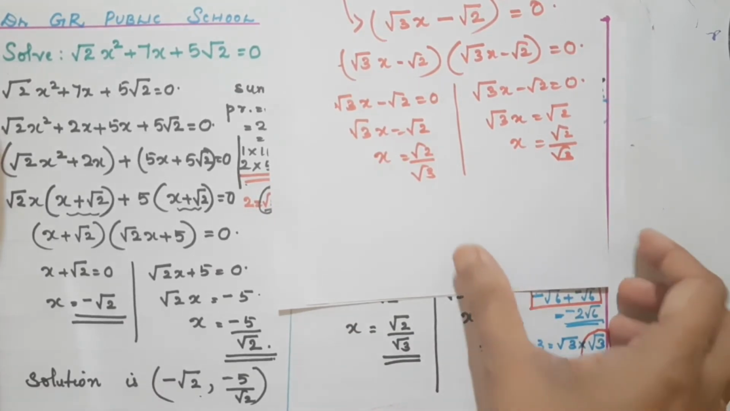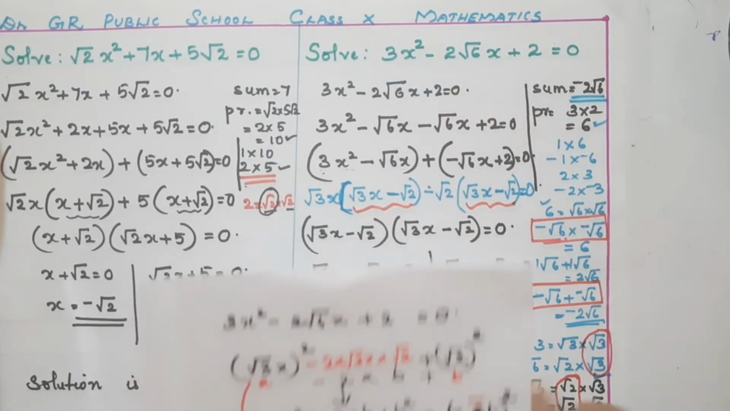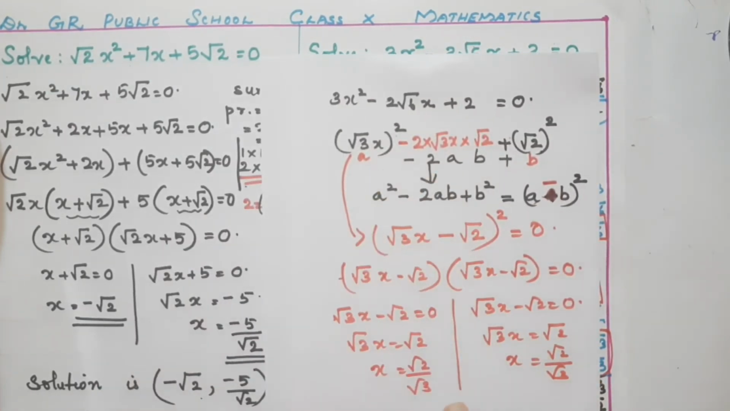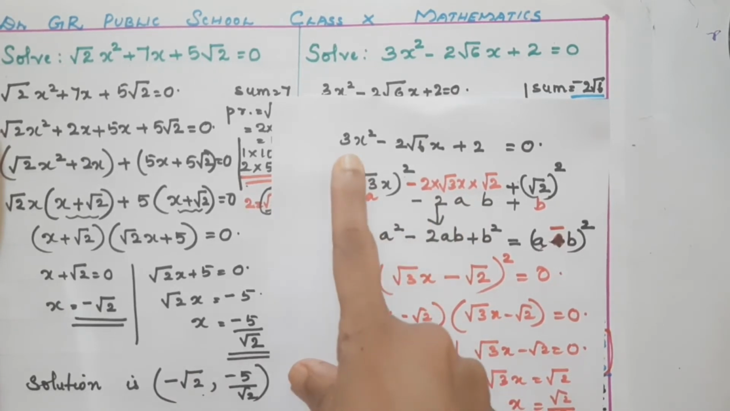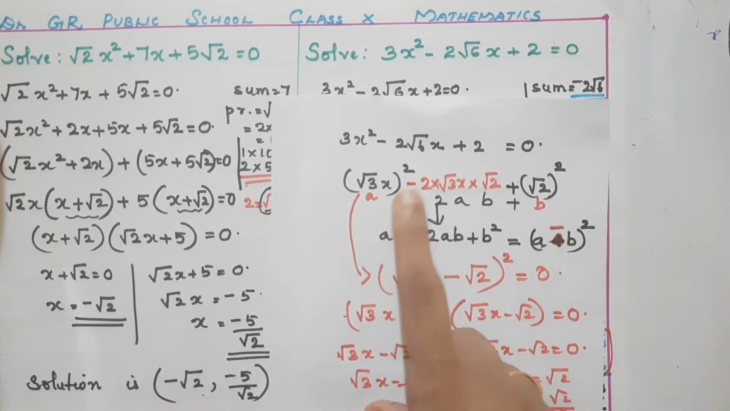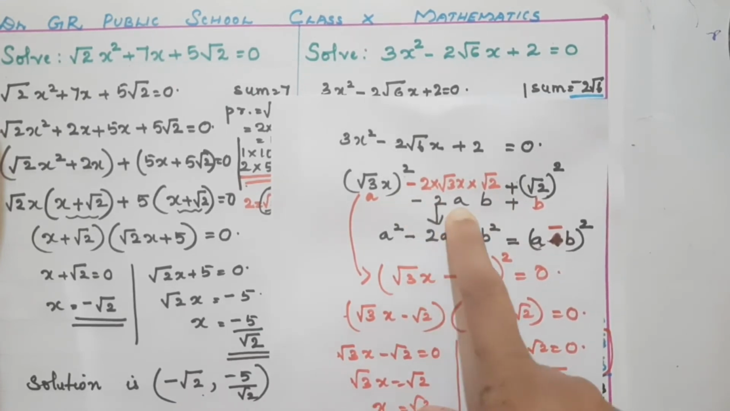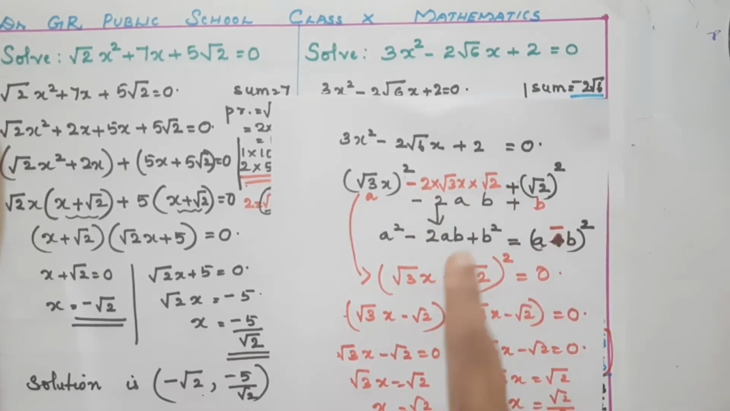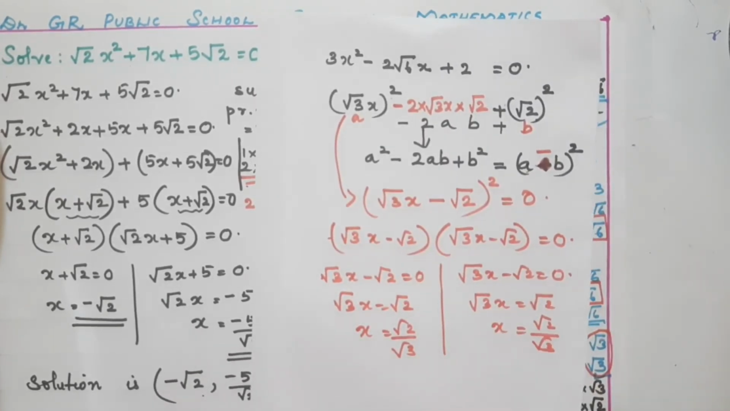So I explained both the methods. This is the splitting middle term method and this is factorization by another identity. But here you should check whether we can write two terms as square terms or not. And the middle term should be in the form 2ab. That is also very important. If the middle term is not in this 2ab form, you can't apply this method. Okay, children, you can choose any one method.